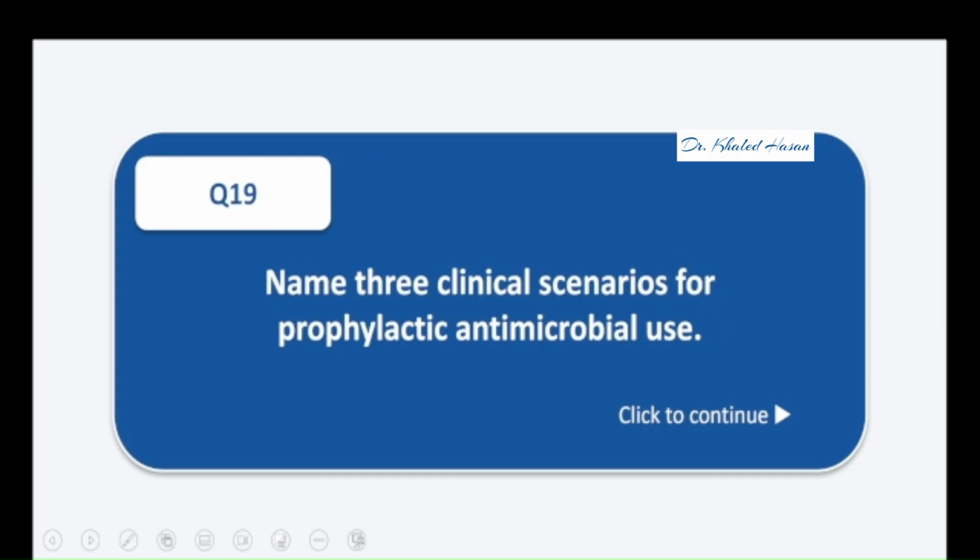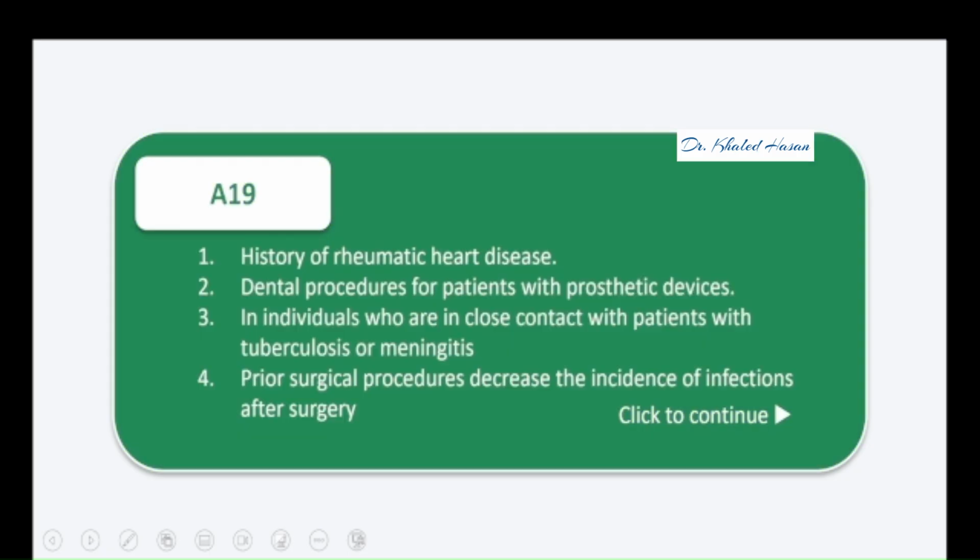Name three clinical scenarios for prophylactic use of antimicrobials. We have four here. We have history of rheumatic heart disease, dental procedure for patients with prosthetic devices, individuals who are in close contact with patients with tuberculosis or meningitis, prior surgical procedure to decrease incidence of infection after surgery.